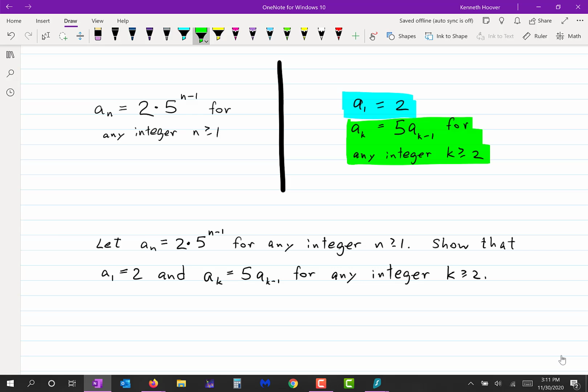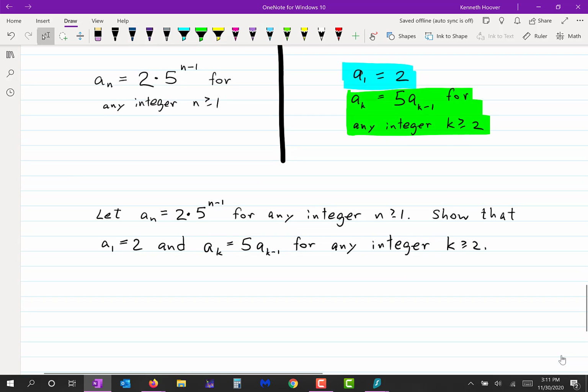Okay, so first I'm going to prove blue by just showing it. I'm just going to show a sub 1. I'm going to calculate a sub 1 and show that it comes out to be 2. And then I'm going to use induction to prove green. And so my induction will start with the base case of 2. Okay? All right, so let's do it then.